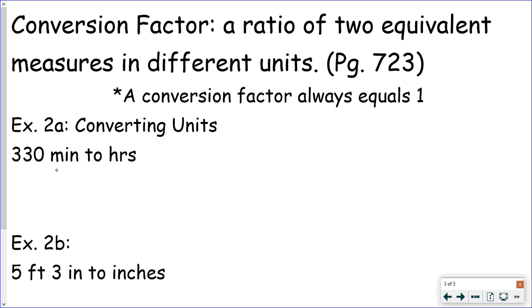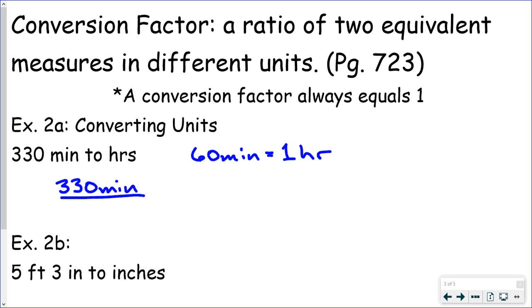This first one says convert 330 minutes to hours. The conversion factor between minutes and hours is 60 minutes equals 1 hour. The question always when you're doing unit conversions is, I have this number and I have this number, do I multiply by 60 or do I divide by 60? I'm going to show you a way to set it up so that it tells you whether you're multiplying or dividing.